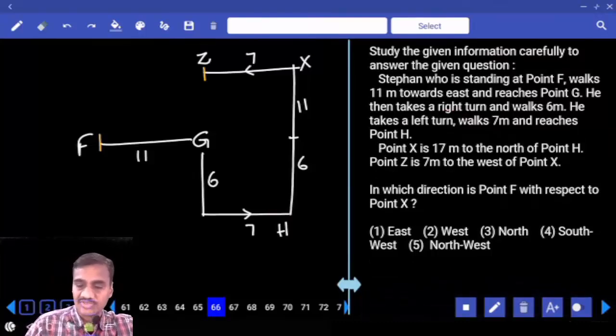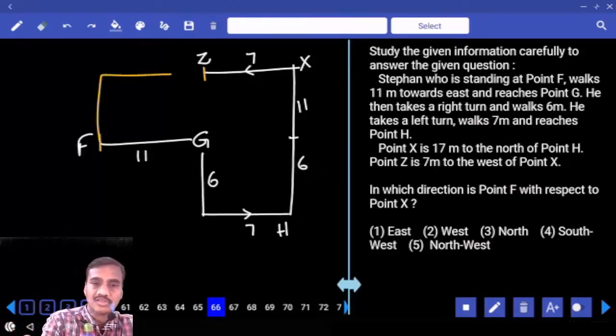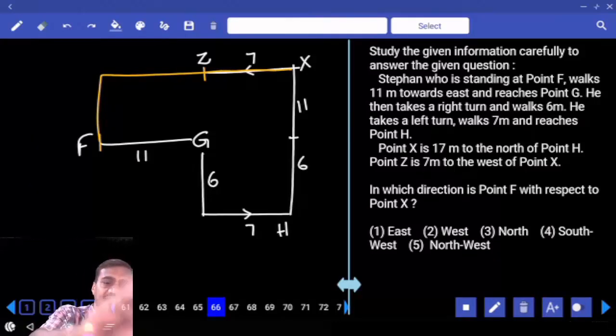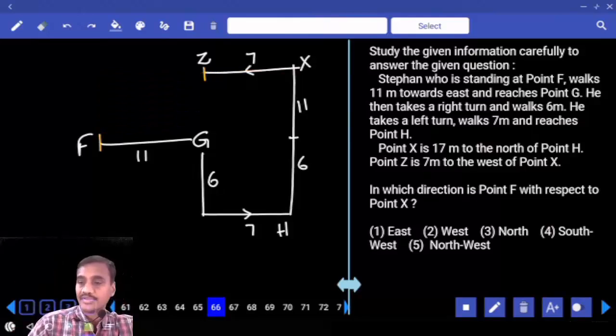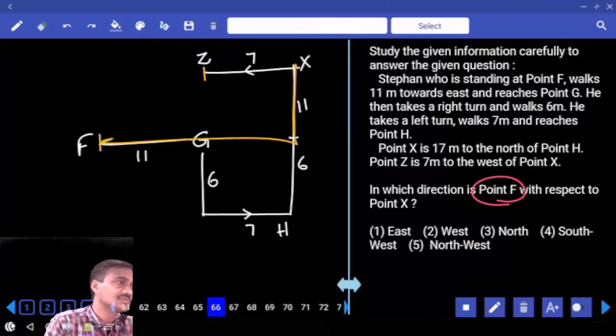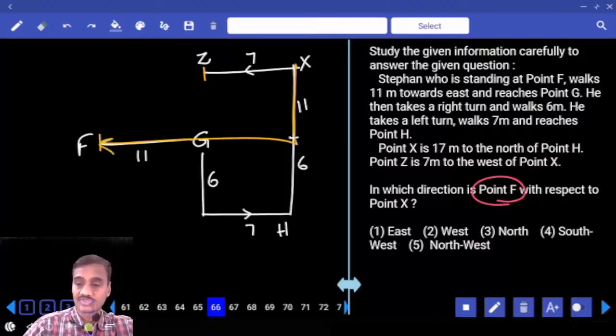Then coming to question number 66, in which direction is F with respect to X? We need to find the direction of F with respect to X. From X to F, what is your answer here? North and east, northeast? Now what is being asked here? F with respect to X. Your answer should always be regarding the first one. We have to talk about F from X, so which side should it come? South and west, southwest. Clear now? Hence what is your answer? Southwest is the answer.